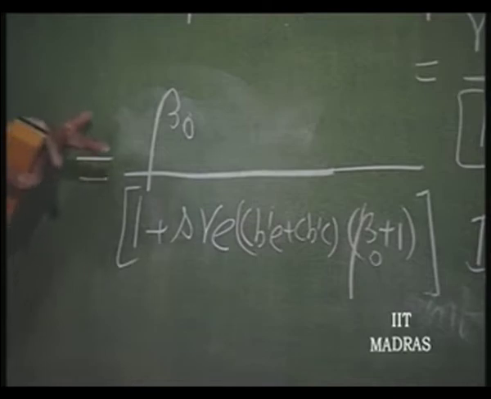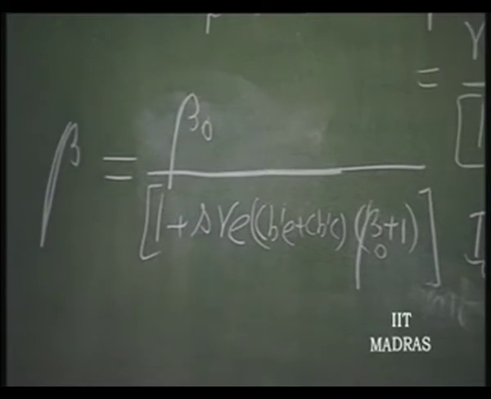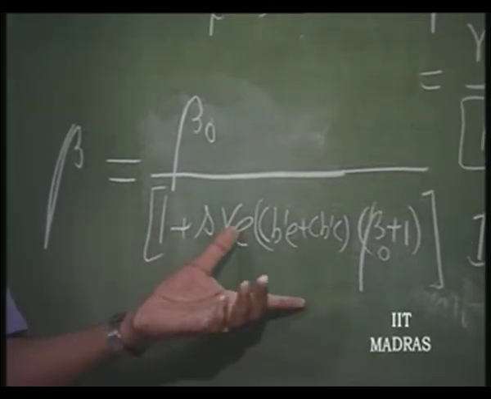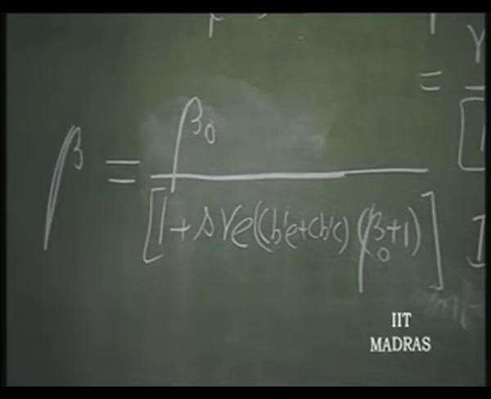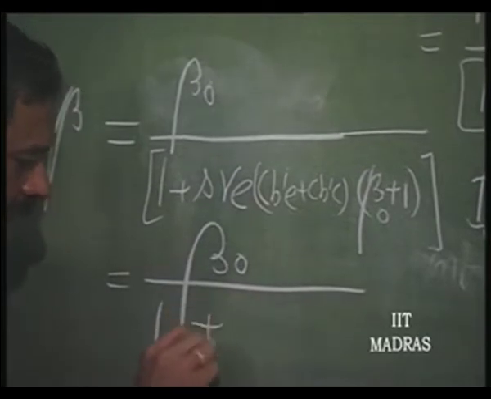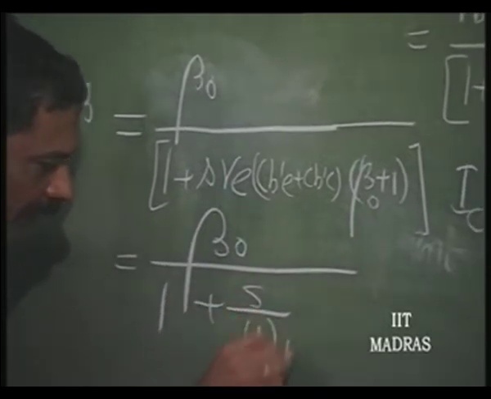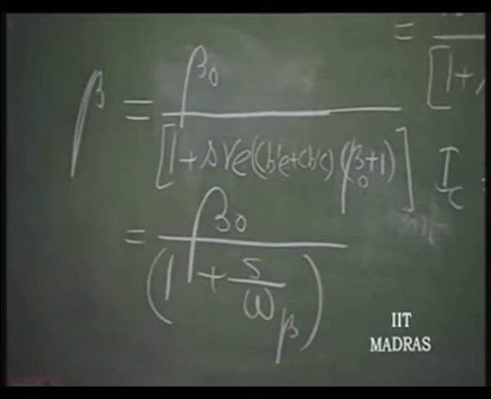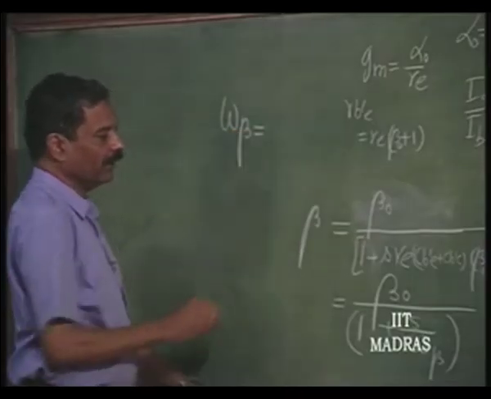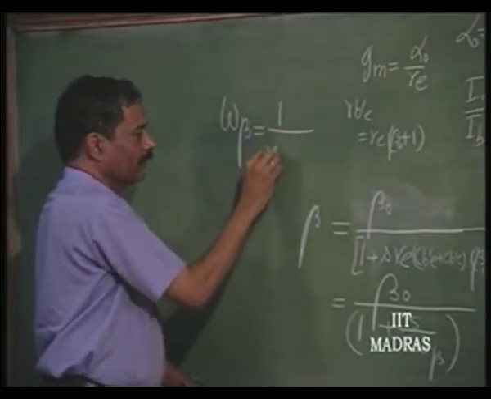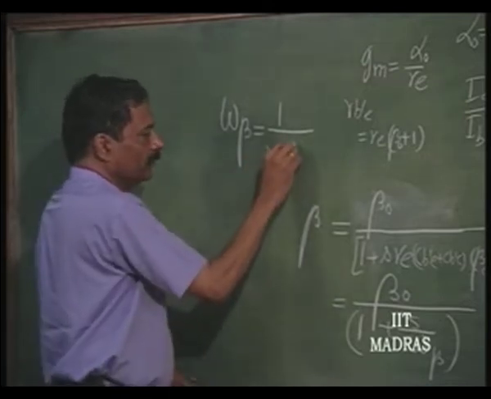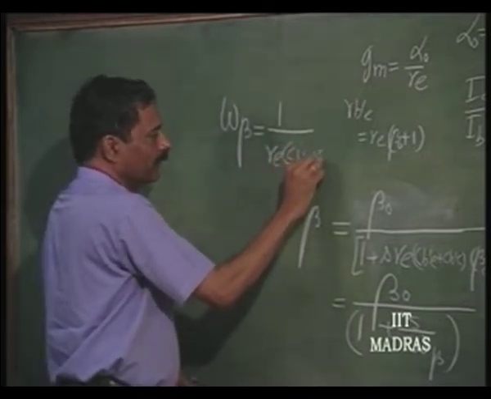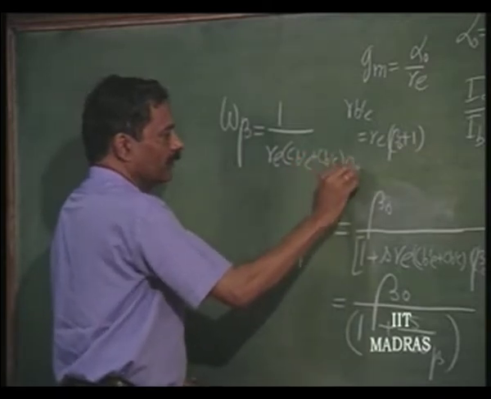So, you will see that beta at low frequency falls off at 20 decibels per decade. This can be written therefore as beta naught by 1 plus S divided by omega beta. Omega beta is called the cutoff frequency. Omega beta in this case is nothing but 1 over R E into C B dash E plus C B dash C into beta naught plus 1.